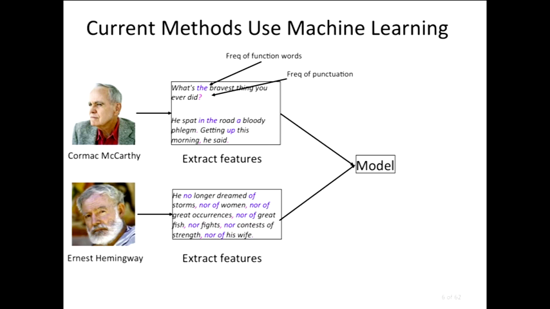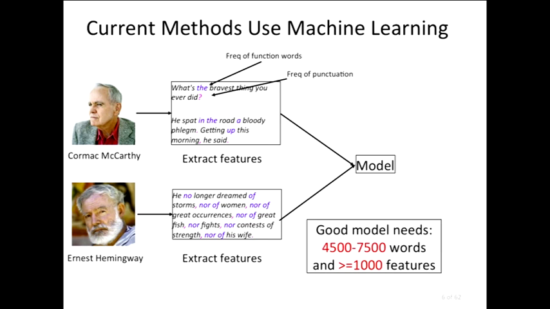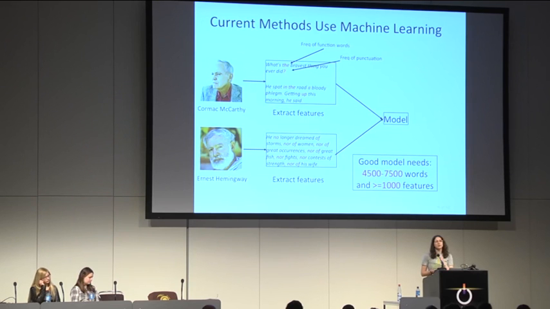In many cases, we'll use a support vector machine. Sometimes we'll use random forest. And a good model generally needs sort of 4,500 to 7,500 words of training data, and greater than or equal to 1,000 features. These are maybe many features of the same type, like word n-grams, for example.